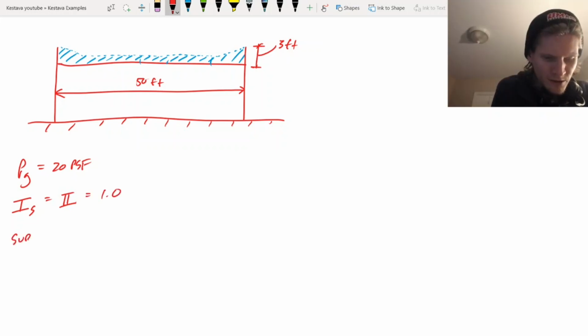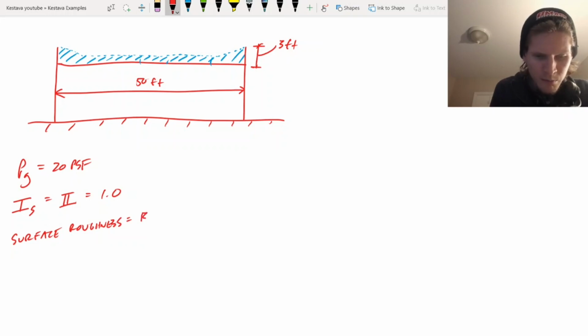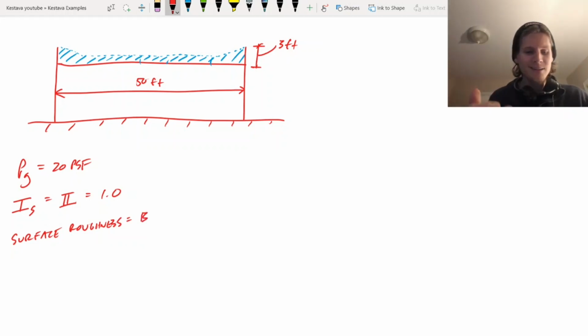Our surface roughness is going to equal B criteria. Again, I'm not going to tell you about these. I will quickly tell you where you get them from, though. So this is in the ASCE 7-16 manual that we're using today, or provisions. Surface roughness comes from chapter 26.7.